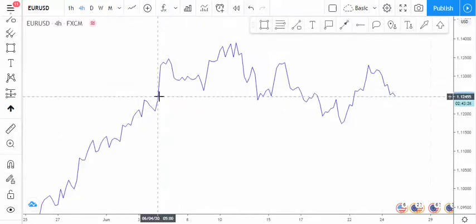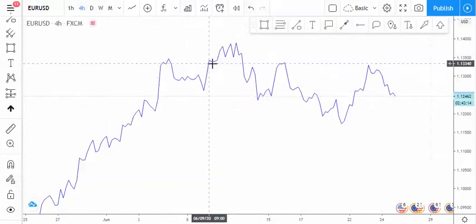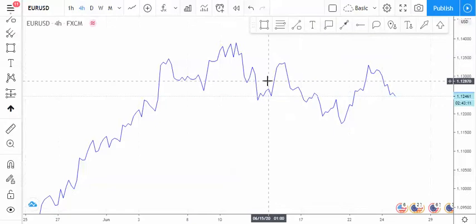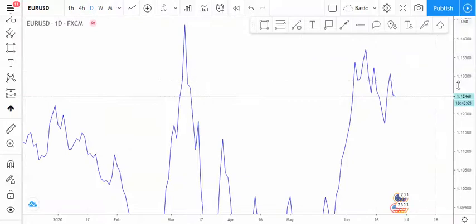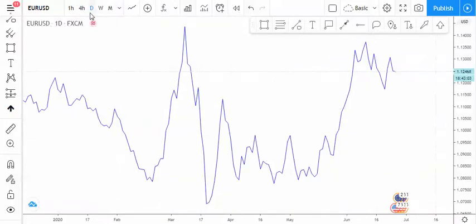The line chart gives you one piece of information, and that is it charts the close of each time period. So right now I'm on the 4-hour chart, and each plotted point is just the close of the 4-hour time period. If I change it to the daily chart, it only shows the close for each day.